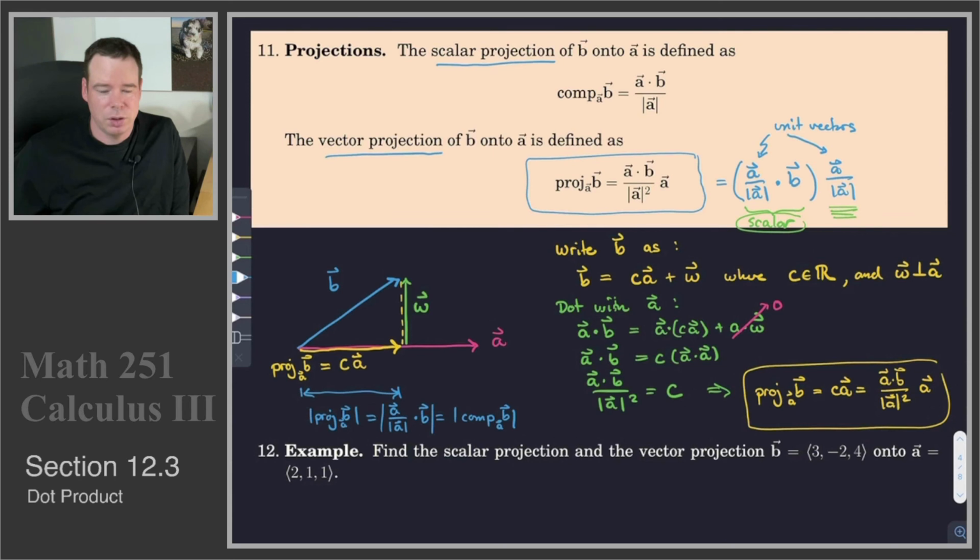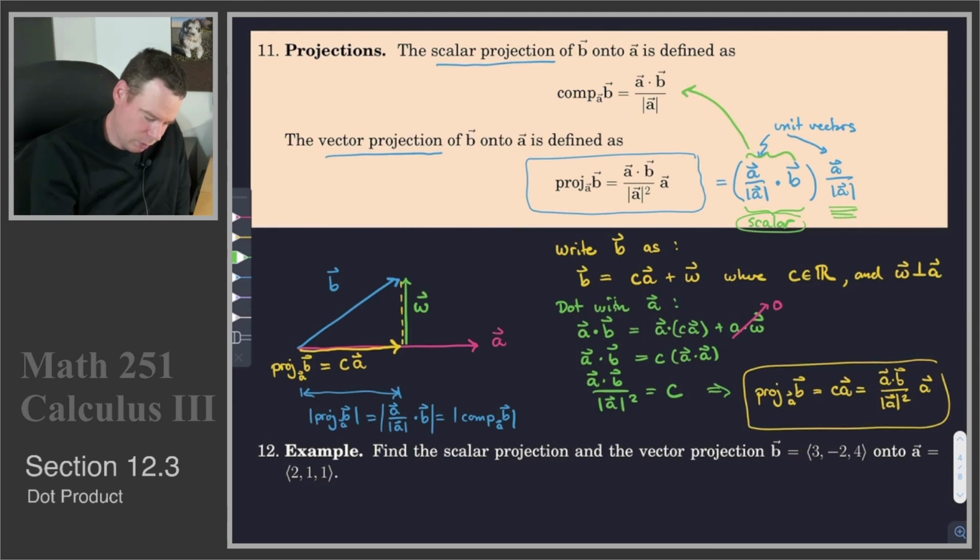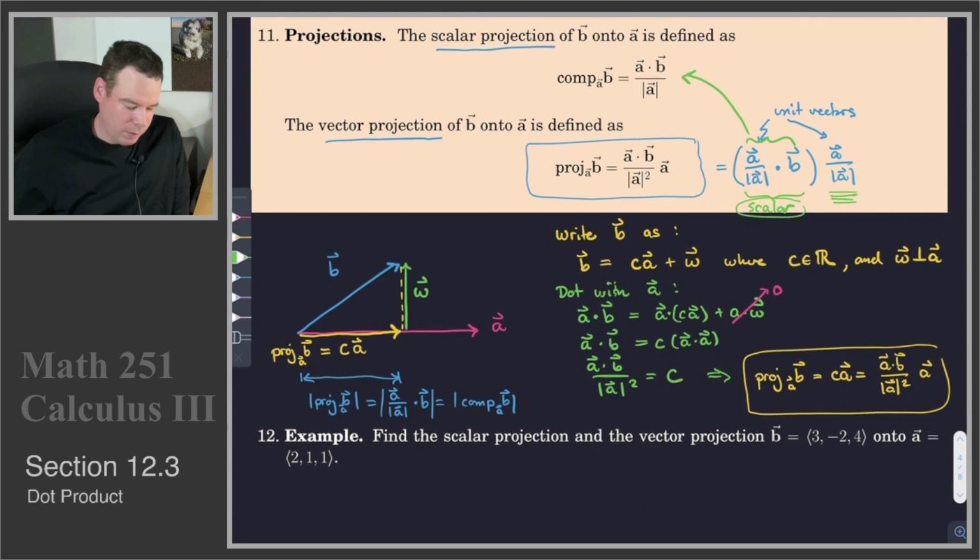If it's negative, it just means that the part of B parallel to A is actually pointing in the opposite direction of A. So the thing to observe with this formula here is that this piece, this scalar, is what we call the component of B in the direction of A. And so that's our scalar and our vector projection. Let's have a look at an example where we use this. So find the scalar and vector projection of this vector B onto A.